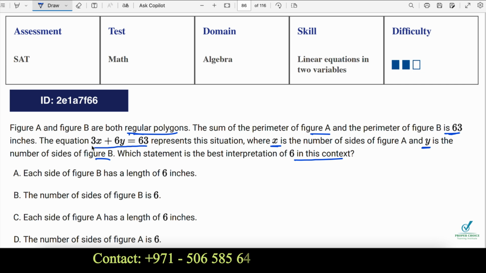And what is 3 representing? 3 is representing the length of each side of figure A. The question asked us the meaning of 6. I must say this is the length of each side of figure B. Now which option? Option A says each side of figure B has a length of 6 inches. Makes sense. So that's the right choice.